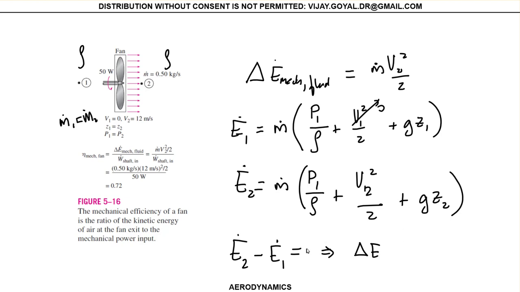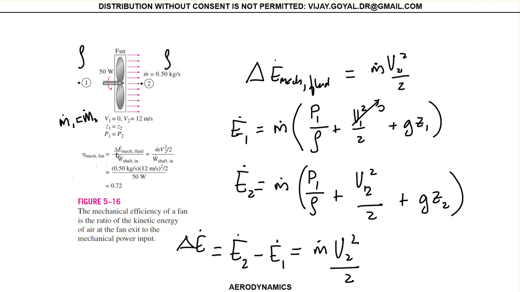I'm sorry, this is your delta E. Okay, this is your delta E. So then your delta E will equal this minus this, and you will end up with V2 squared divided by 2. So this is the expression I have here. Okay, and you want to divide this.